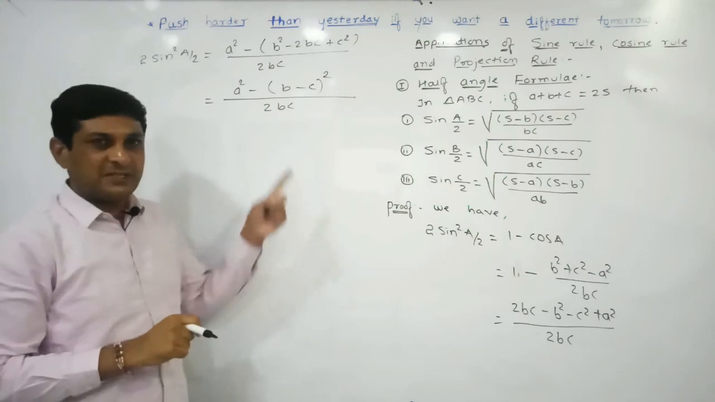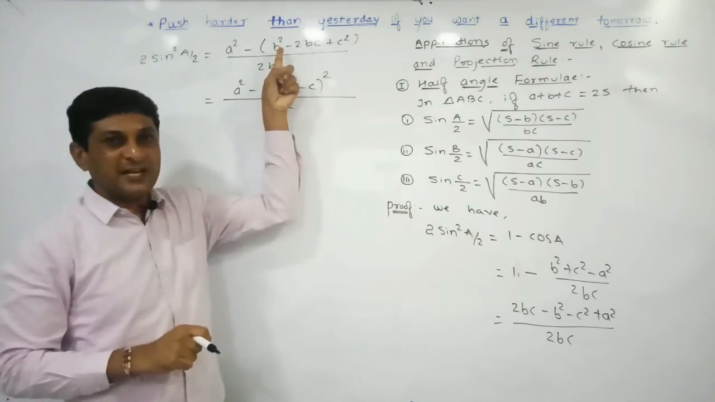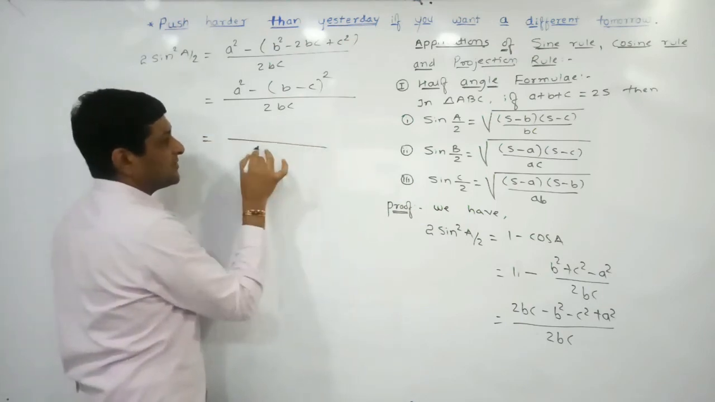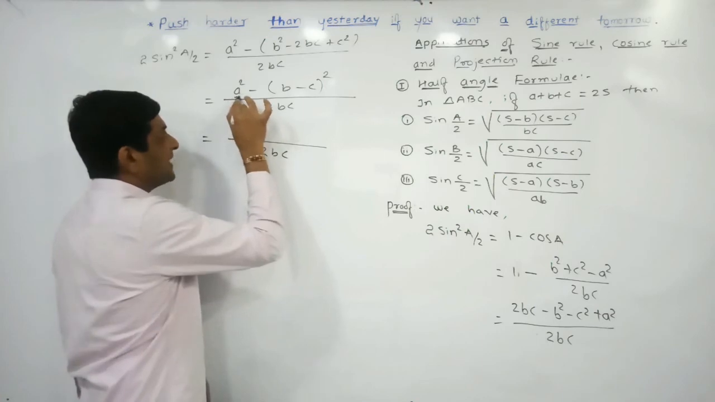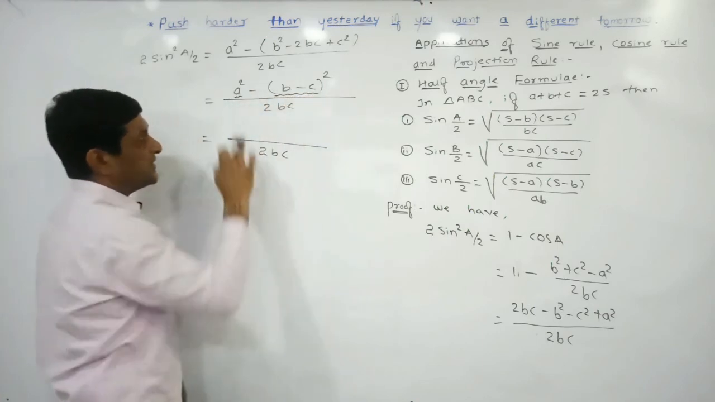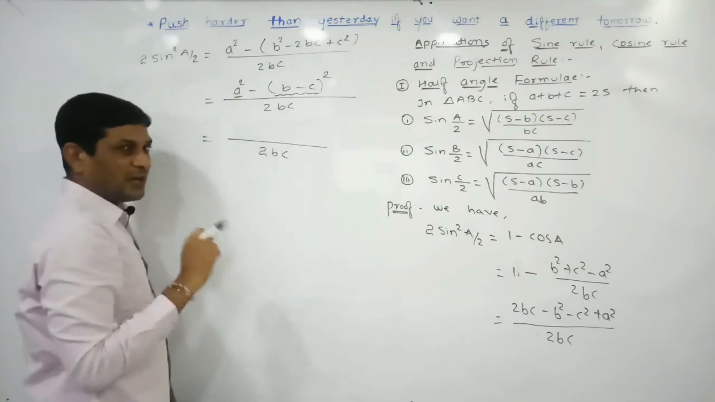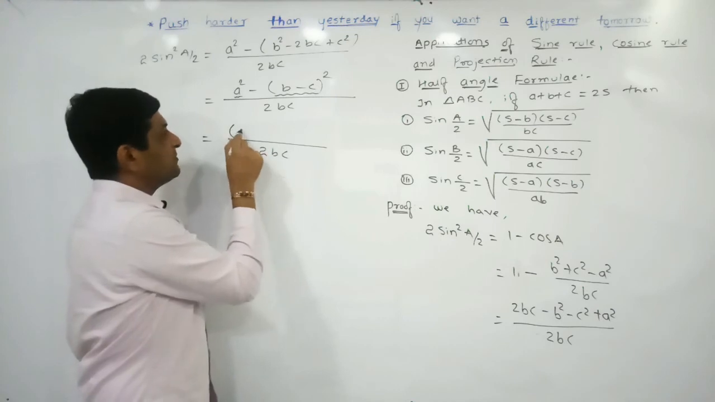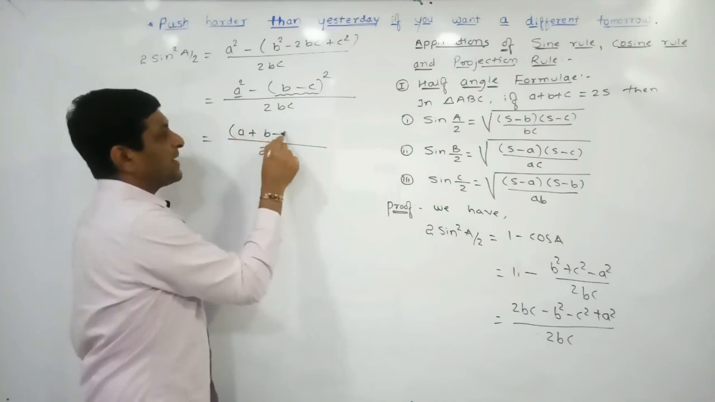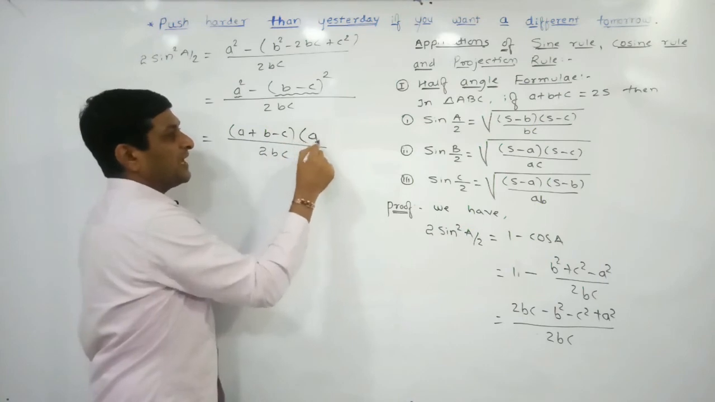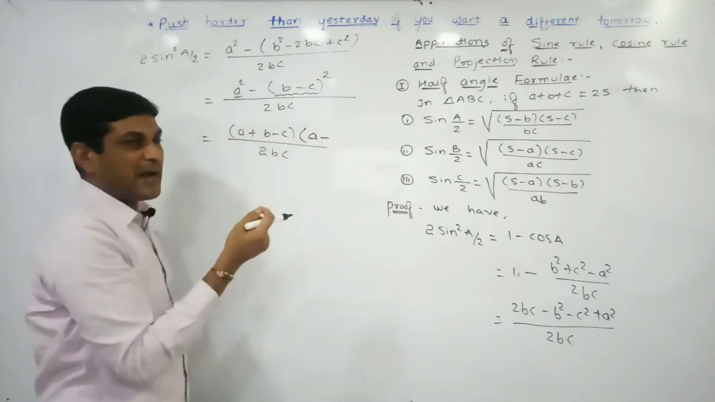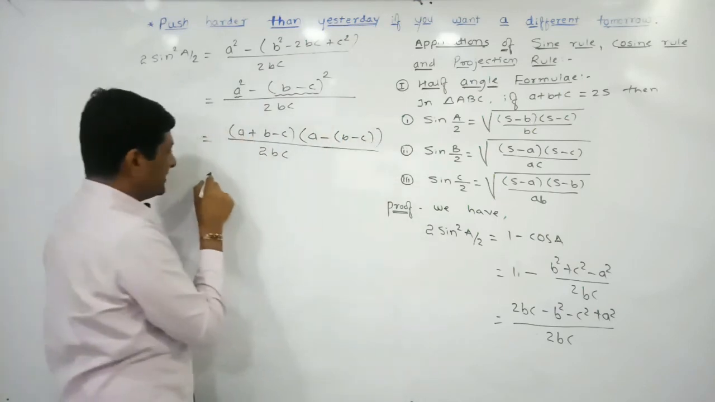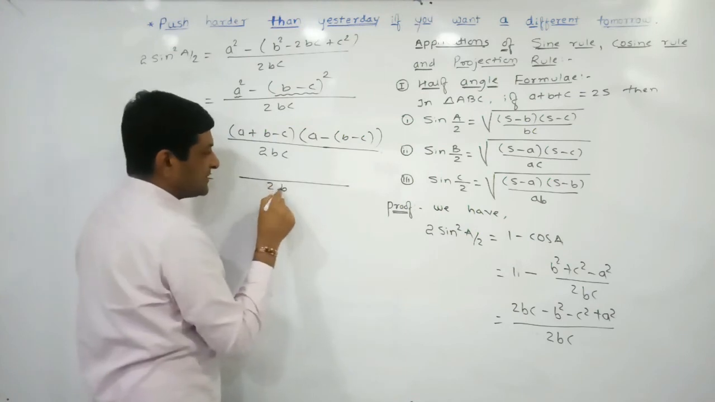Yes, according to the identity, (b minus c) whole square can be written as b square minus 2bc plus c square. So now the terms are in the form of which identity? a square minus (consider this whole term as b) b square, that is a square minus b square. What are the factors of a square minus b square? (a plus b) into (a minus b). So here we get (a plus (b minus c)) into (a minus (b minus c)). What is the value of b here? b minus c. Again in the denominator, keep 2bc as it is.